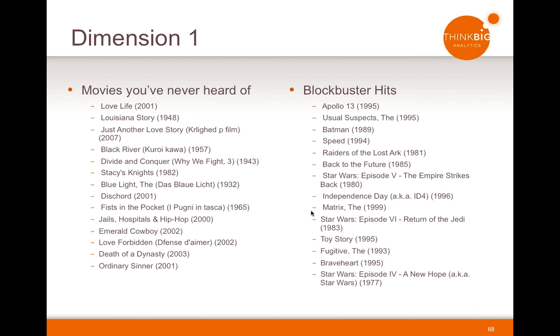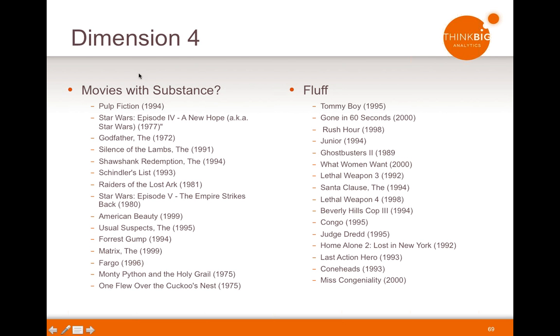And just to get an idea, if we look at dimension 1, like I said, movies you've probably never heard of, I went and found the first 10 or 15 that actually had titles, versus blockbuster hits. And then dimension 4, all the way on the one side, maybe you'd consider these movies with some type of substance versus fluff. You get a feel for some meaning that this dimension adds, but it's very abstract.